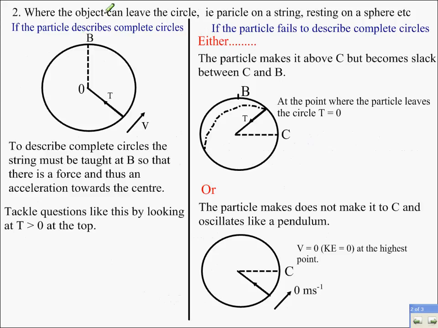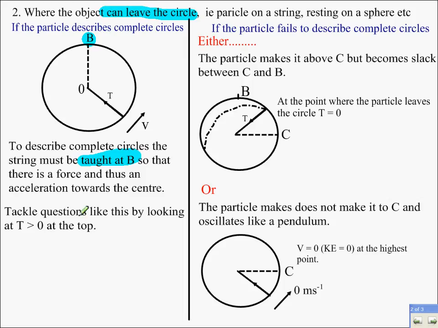Okay, so other situations. The bead on a wire could not leave the circle. In these cases, the object can. So you'd probably be looking at a particle on the end of a piece of string. Now the key is, when it gets up to the top here, to describe a complete circle, at that top the string must be taut, okay? So that there's a force and the acceleration towards the centre. You retain circular motion if there is an acceleration towards the centre.